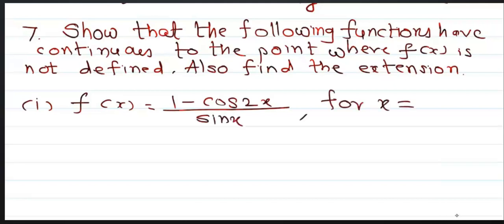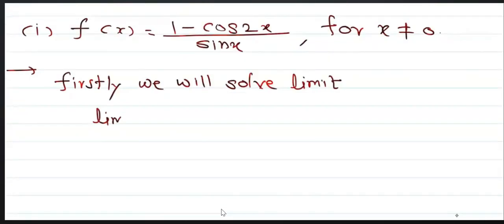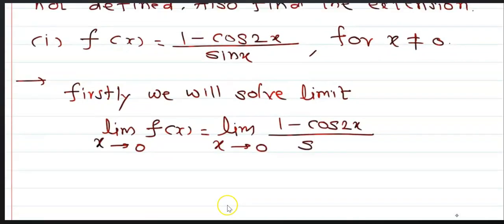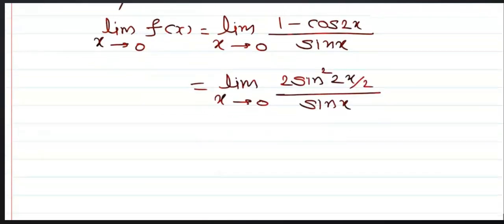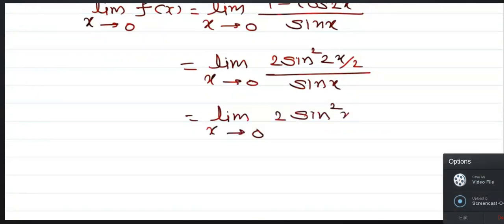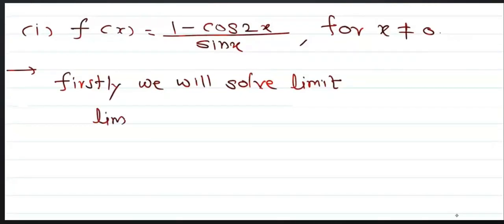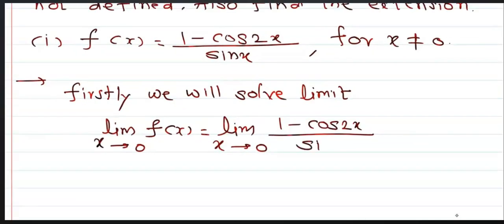F of x is equal to 1 minus cos 2x upon sin x for x not equal to 0. That is, we want to define f at 0, so we'll solve this limit as x tends to 0. We have not been given the value of the function. Therefore, first of all, we solve this limit: limit x tends to 0, 1 minus cos 2x upon sin x.